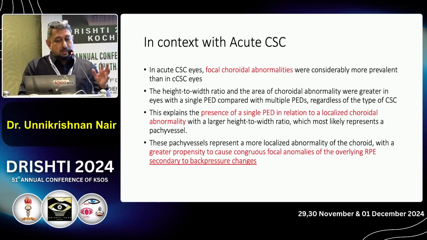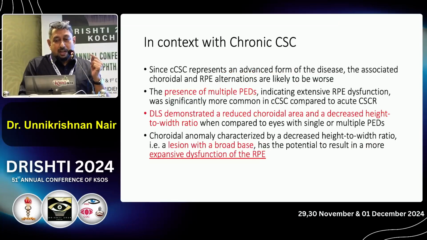So we're just going to repeat that. Single PED, focal choroidal lesions. And why is it important? The back pressure effect because of the vortex veins could be responsible. The back pressure effect causing a single blowout in a single area with a single choroidal and RPE damage. While in chronic CSR, a larger area is involved, so it is not a back pressure effect. It could be a more expansive deficit of the RPE because of choriocapillary thinning. And that could be responsible for the chronic CSR or SRF changes.